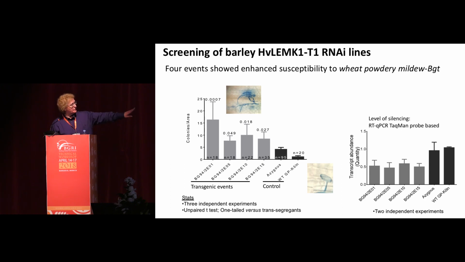And then the other graph is just showing you the transcript levels of this LenK1 gene in barley. So the silencing construct hasn't suppressed the gene completely. It's a partial downregulation of expression.